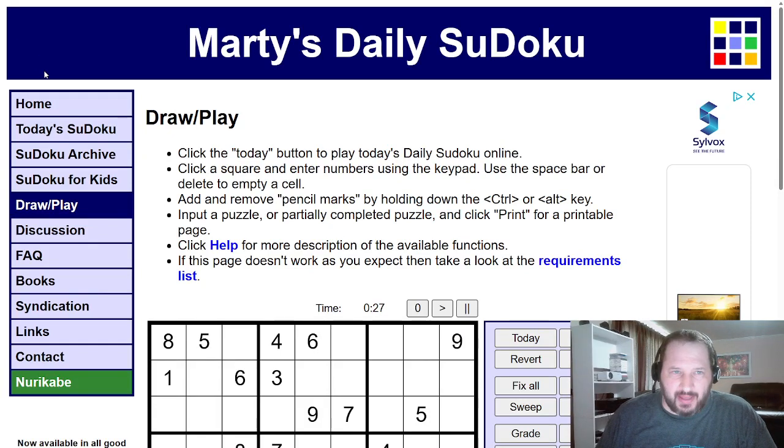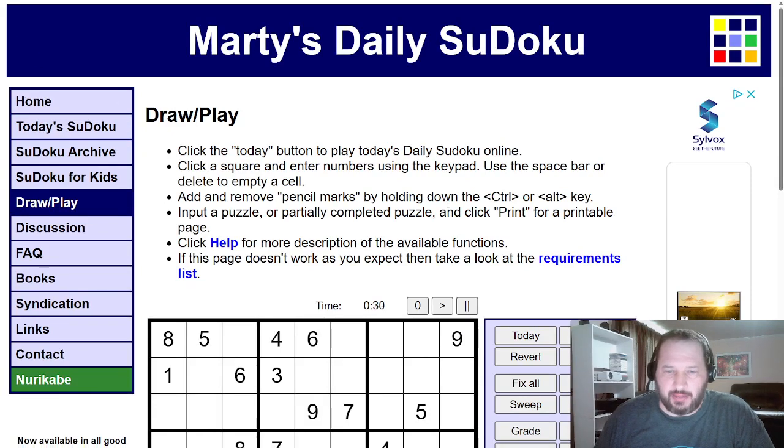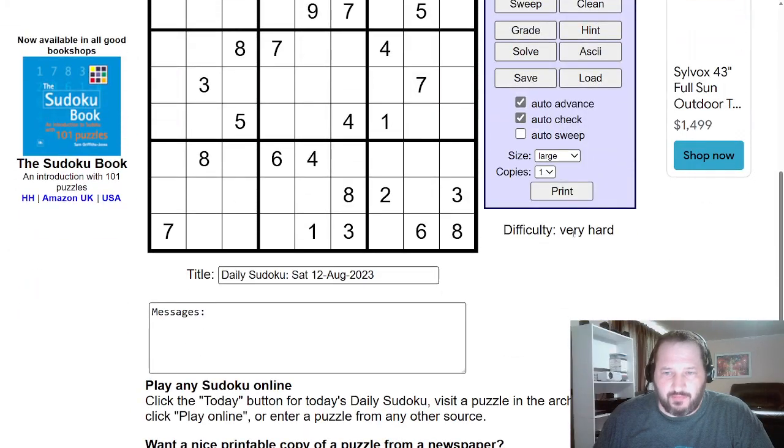All right, folks, welcome back. Another daily game of Sudoku. Got a very hard puzzle today.